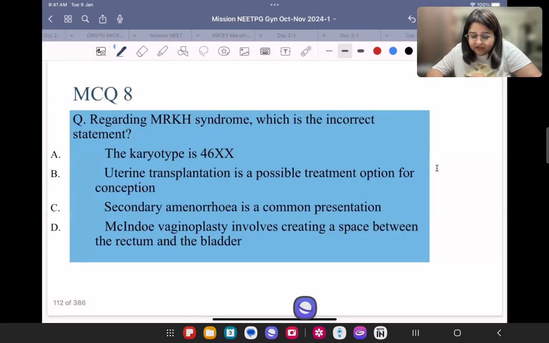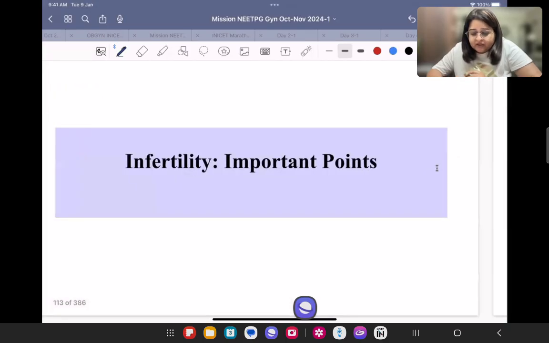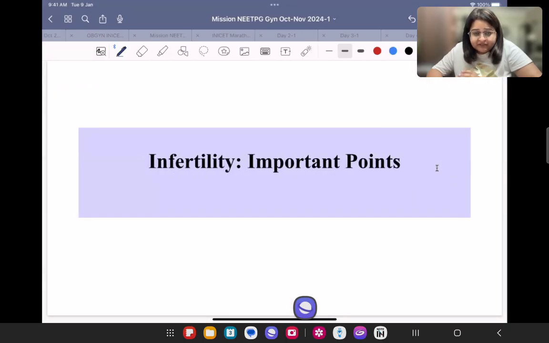Regarding MRKH, which is the incorrect statement? Karyotype is 46XX, correct. Uterine transplant is a possible treatment for conception, correct. Secondary amenorrhea is a common presentation, wrong. It's primary amenorrhea. McIndoe vaginoplasty involves creating a space between the rectum and the bladder, which is correct.